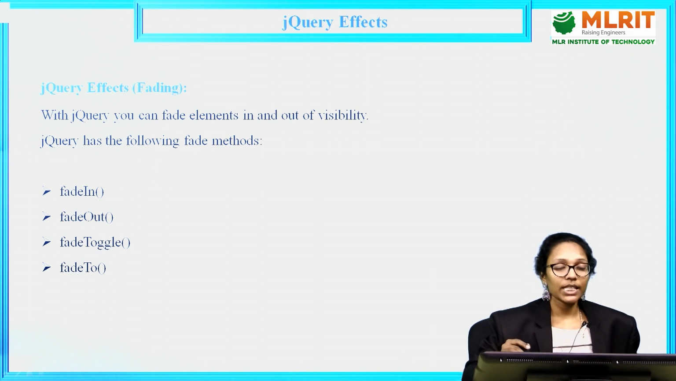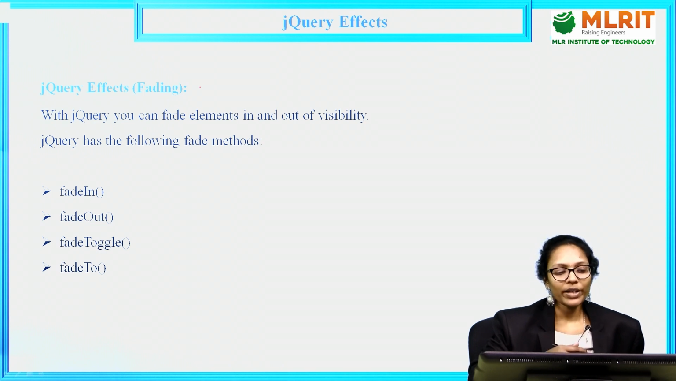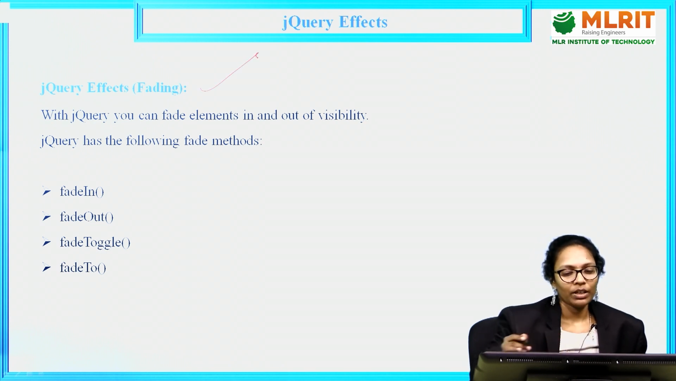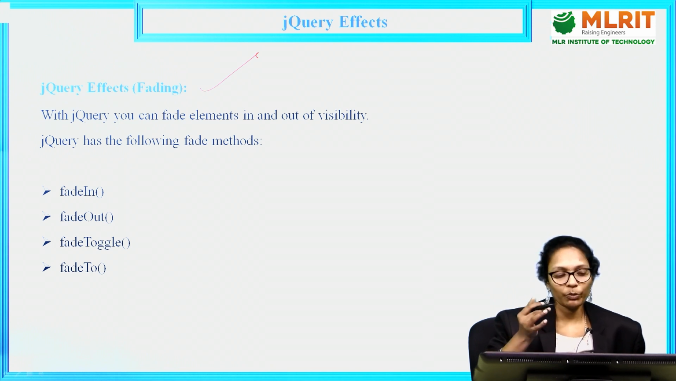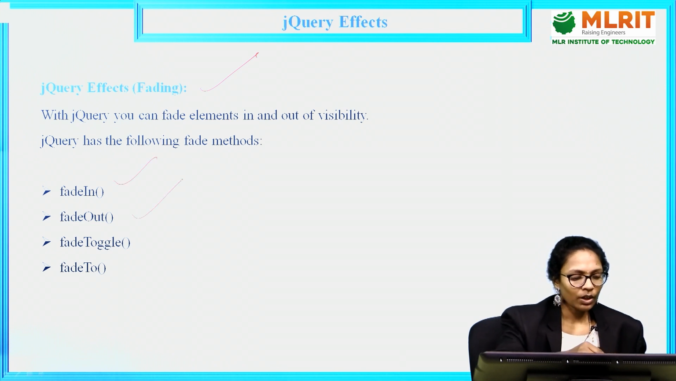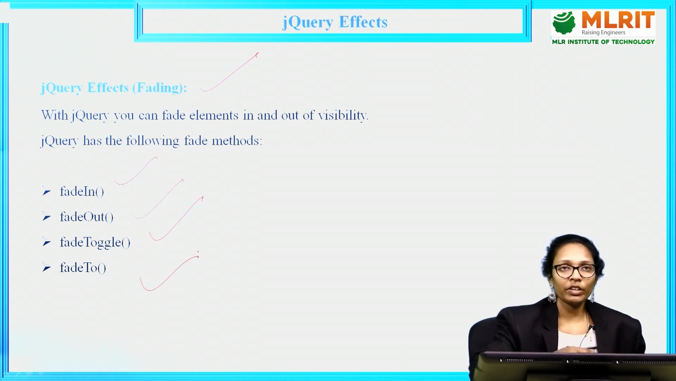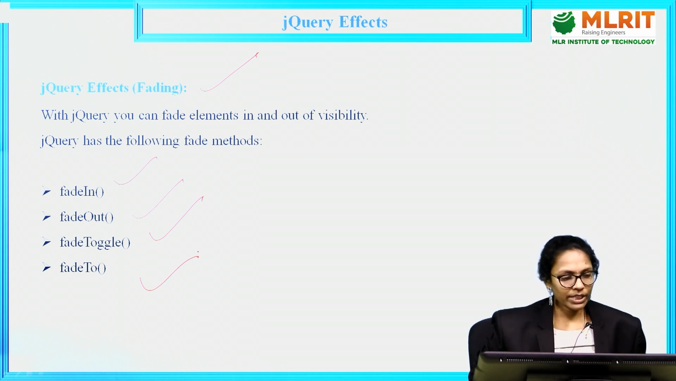So next is jQuery effects. In the previous slides, we discussed show, hide and toggle. Now we have different effects called fading. We know fading in the sense of going out of visibility. The element will go out of the visibility, right? How much percentage of the image or the division is displaying, that is nothing but fading. Here we have different fading methods: fade in, fade out, fade toggle and fade to. We will discuss all these methods one by one with example applications.